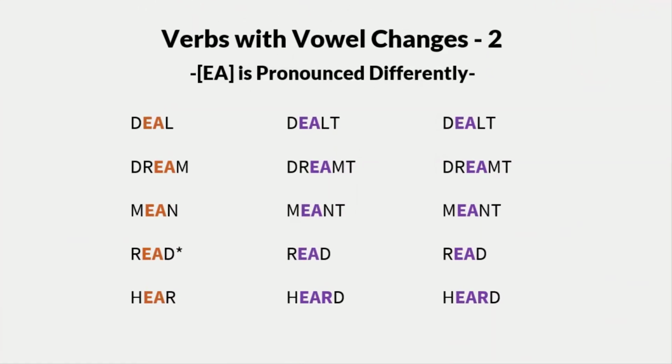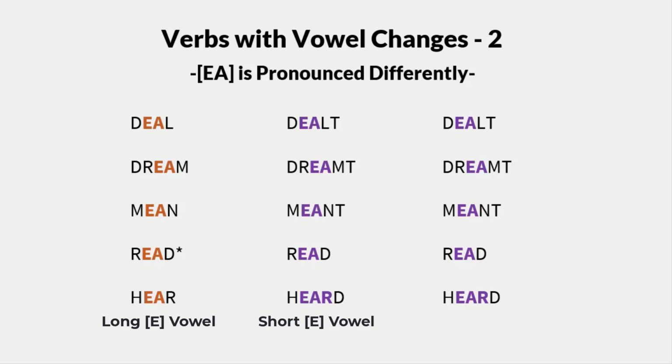Our second group of verbs with vowel changes deals with verbs that have EA. And the EA is pronounced differently from present to the past and past participle forms. In the present forms, the EA is the long E sound. And in the past and the past participle forms, it's the short E sound.